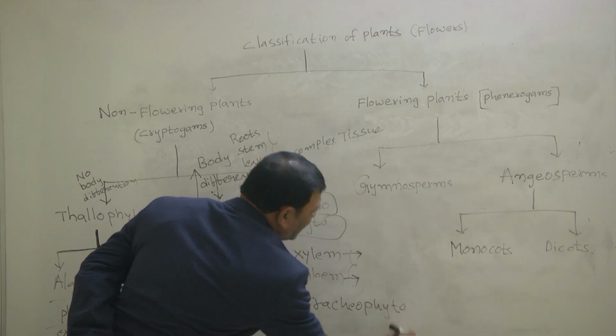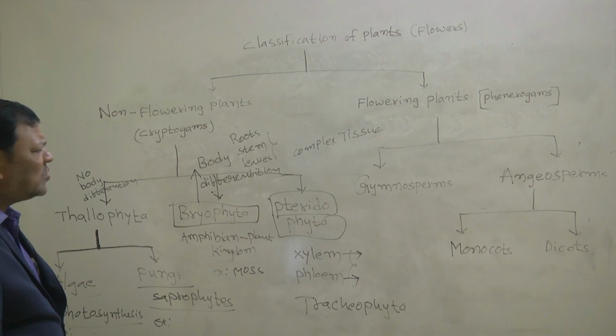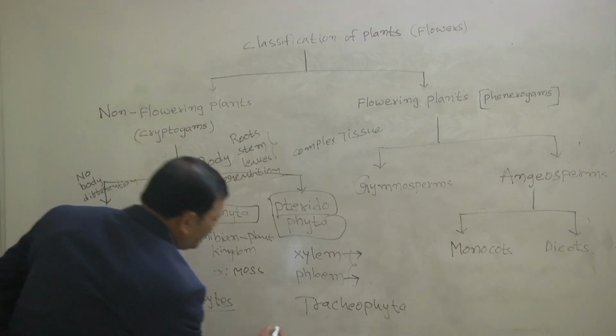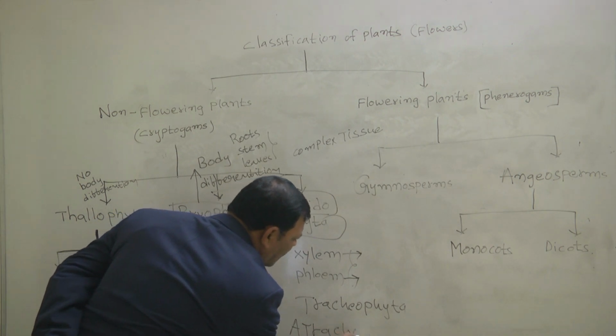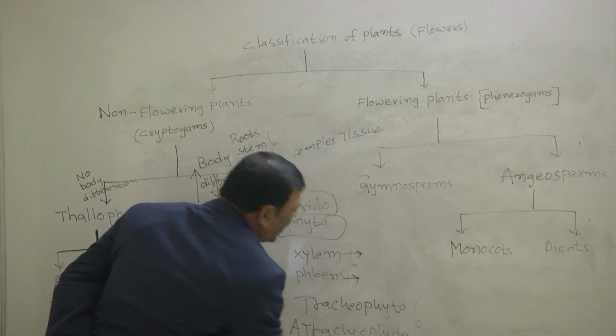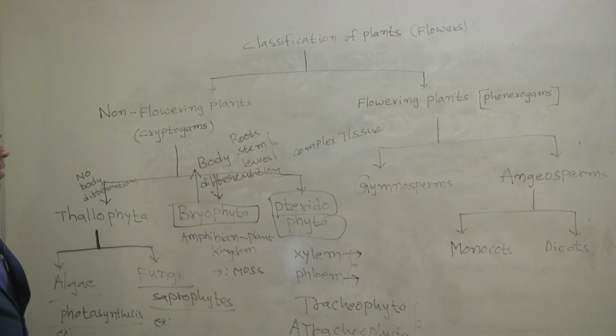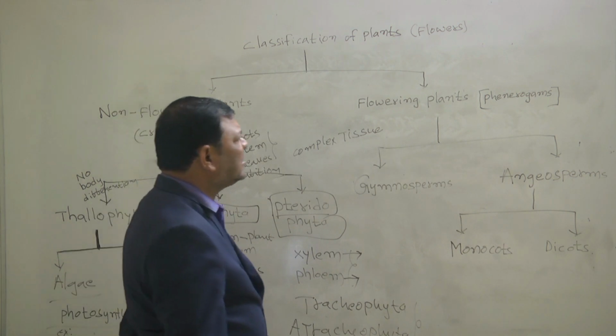Tracheophyta. So you can know Bryophyta and Thallophyta have no vascular tissue, so that's why they are called Atracheophyta. Okay, next, this is about the non-flowering plants.